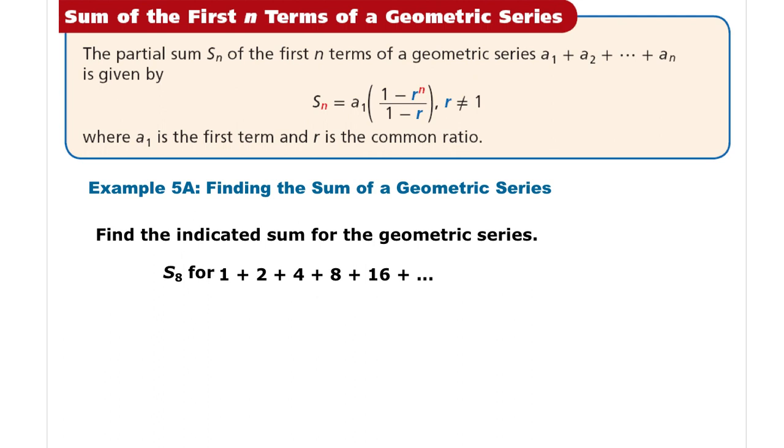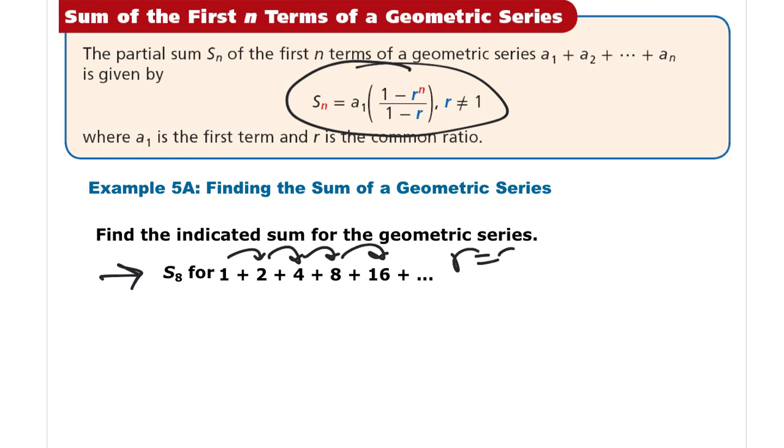The last thing in this section is finding the sum of some terms of a geometric sequence. Here's our general formula to use. And here we go. We're going to just plug this in for this one. We want to find the sum of the first 8 terms of this sequence right here. We can see our common ratio is going to be 2 because it's doubling every time. And we see our first term there.